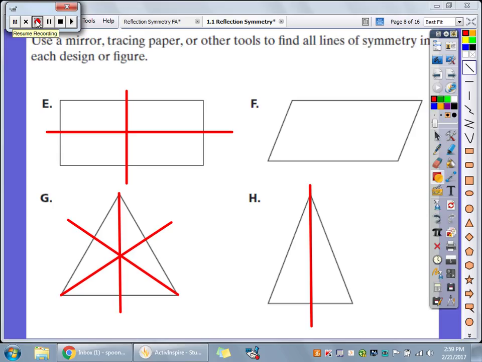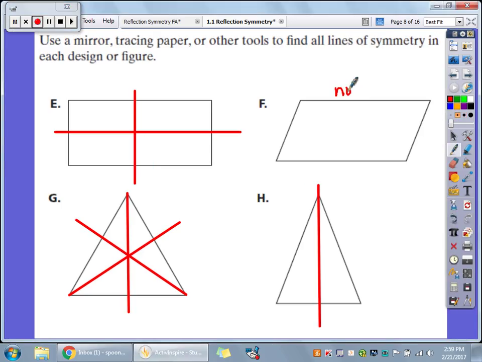Okay, so these would be the lines of symmetry for these figures. It helps if you have like a little mirror that you can set along these lines so you can see that when you put this side with the reflected side of the mirror, it gives you the exact same figure that you started with. The parallelogram has no lines of symmetry. If you were to fold it, this side would stick out farther than this side, and this corner here would stick out farther than this corner here.